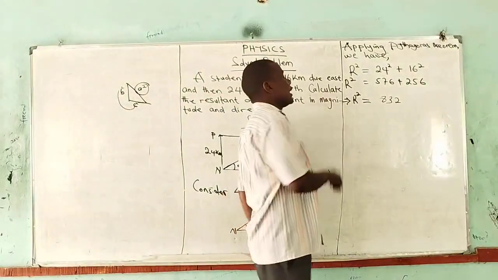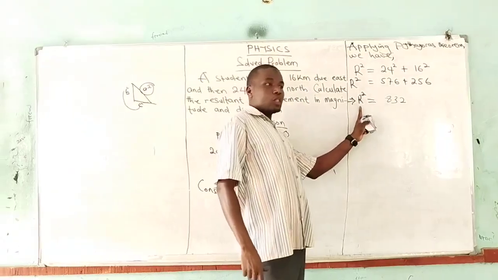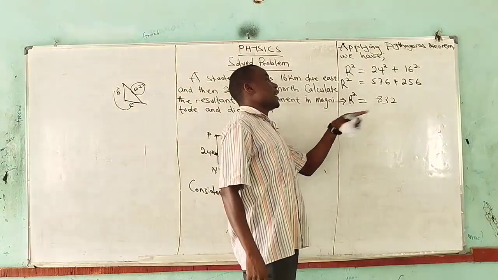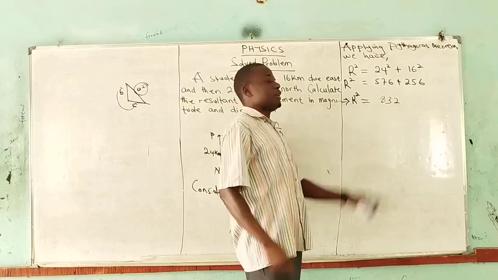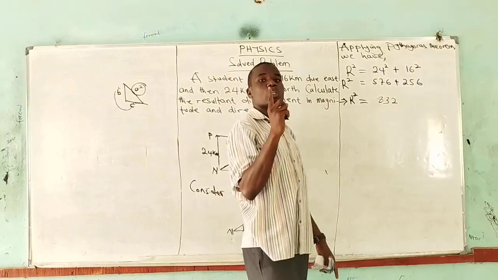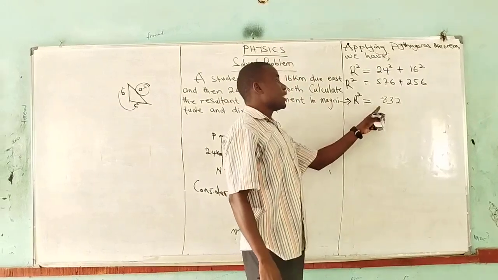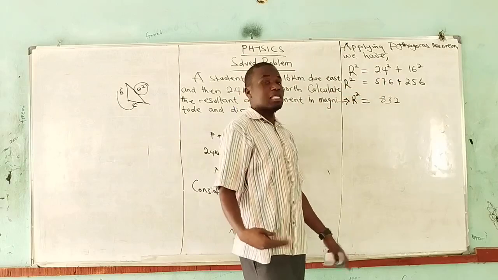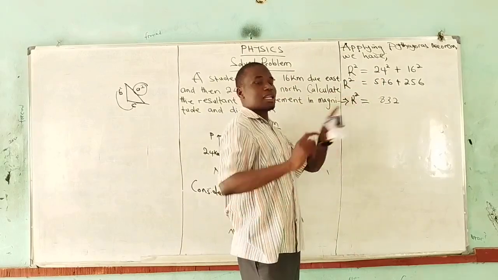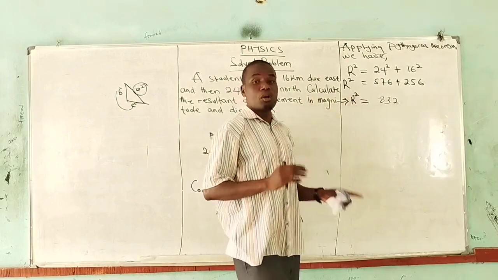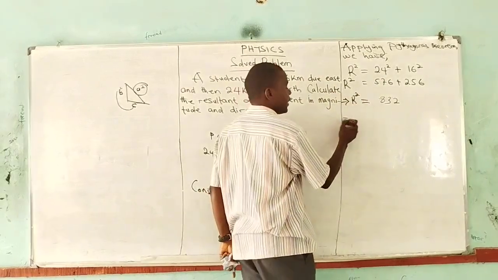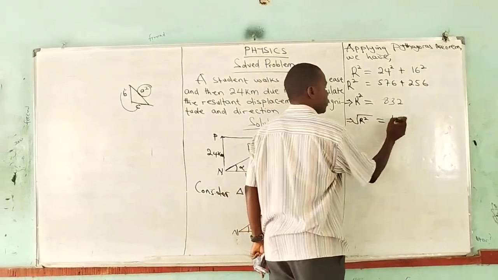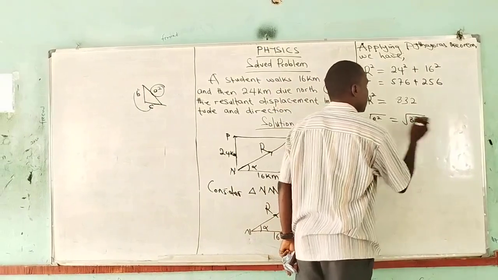Since what we are looking for is R, not R square, when you are looking for a variable that is raised to power 2, the simplest way to get it is by taking the square root of both sides. So this implies that R is equal to the square root of 832.